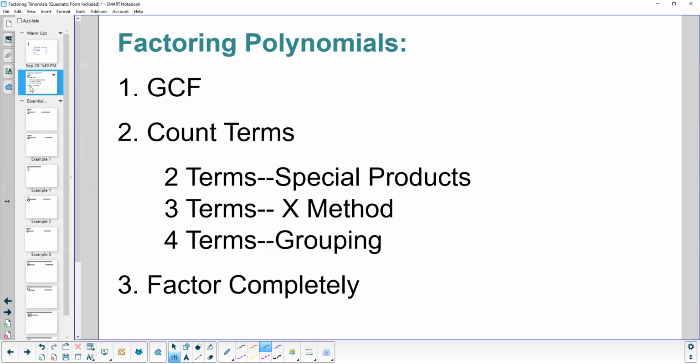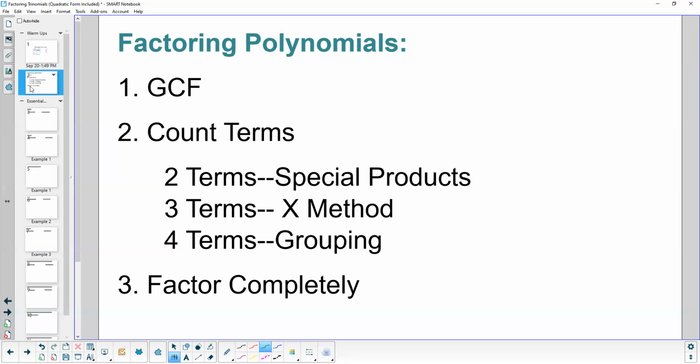So we've talked about factoring polynomials in the past. If you haven't checked out any of those other videos, you're going to want to if you don't remember. But first, we want to take out a greatest common factor, which means it's the factor that goes into all the pieces. If there is one, we want to take it out, regardless of what we're practicing. Second, we want to count how many pieces there are. Depending on what we're doing, we're going to look at those different terms.